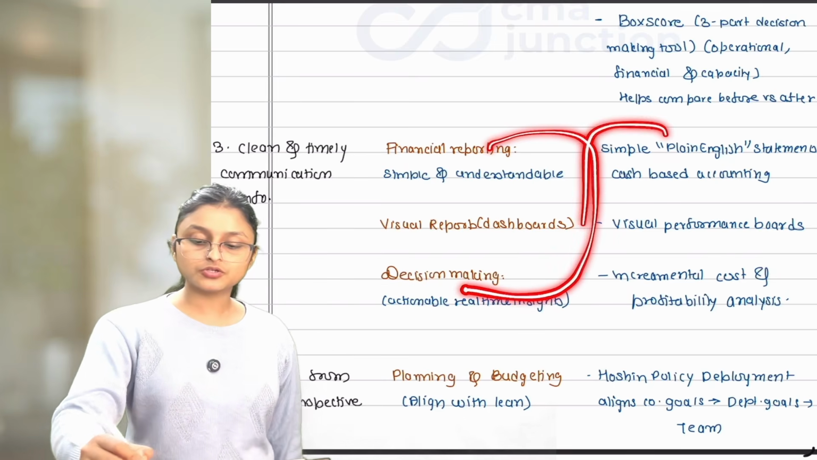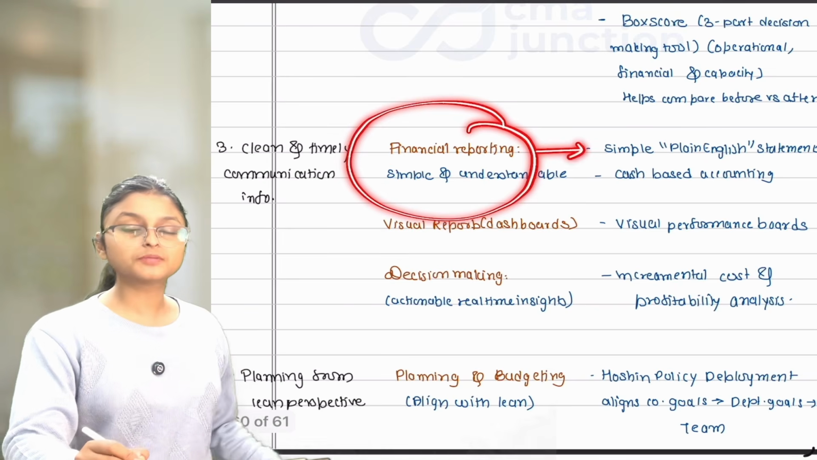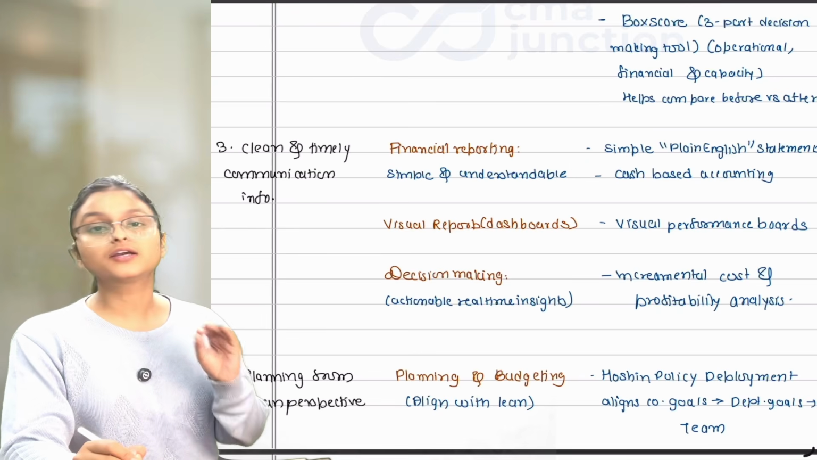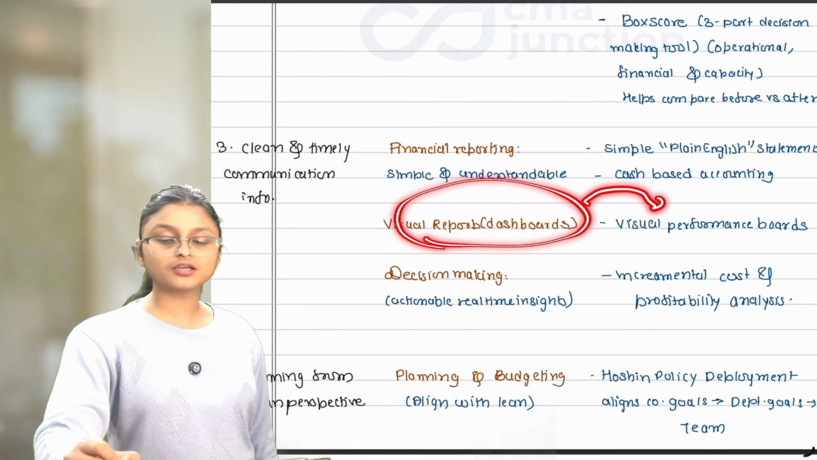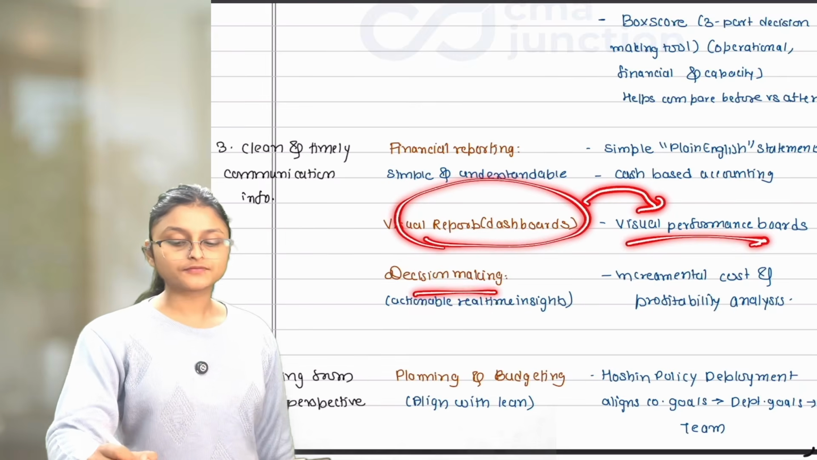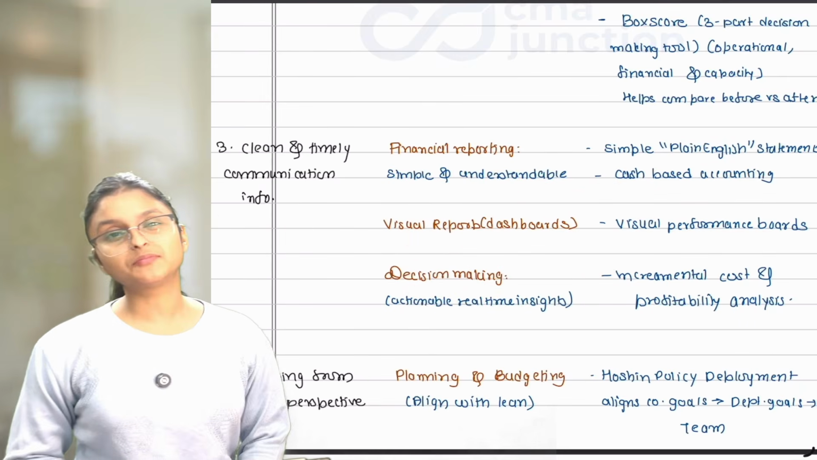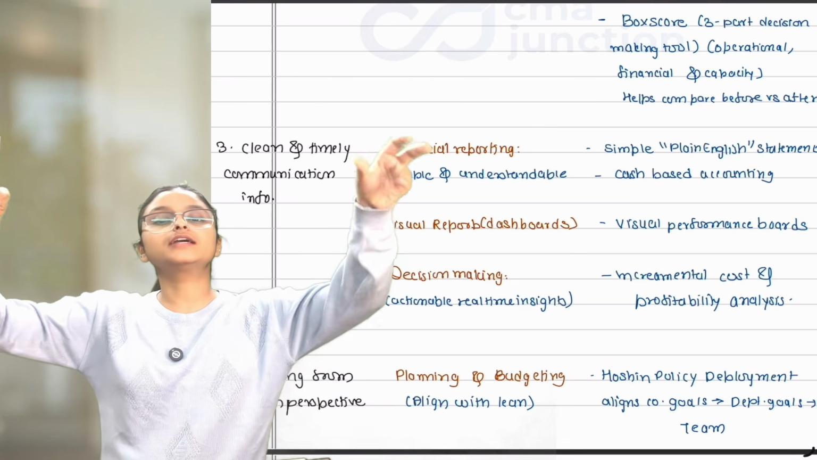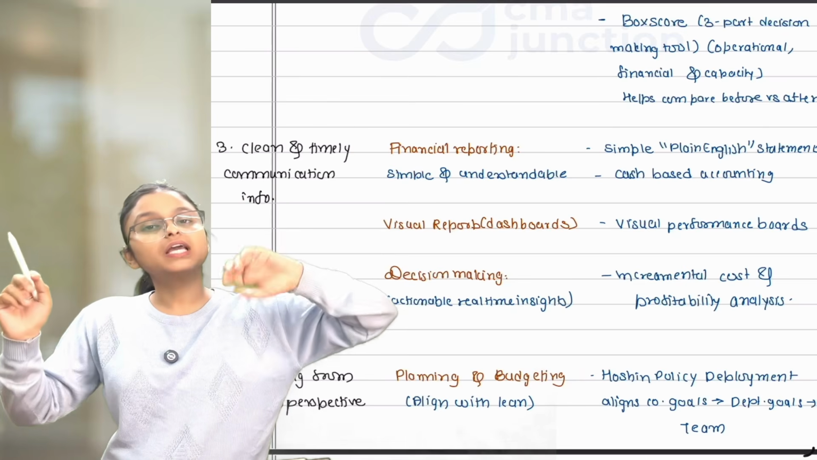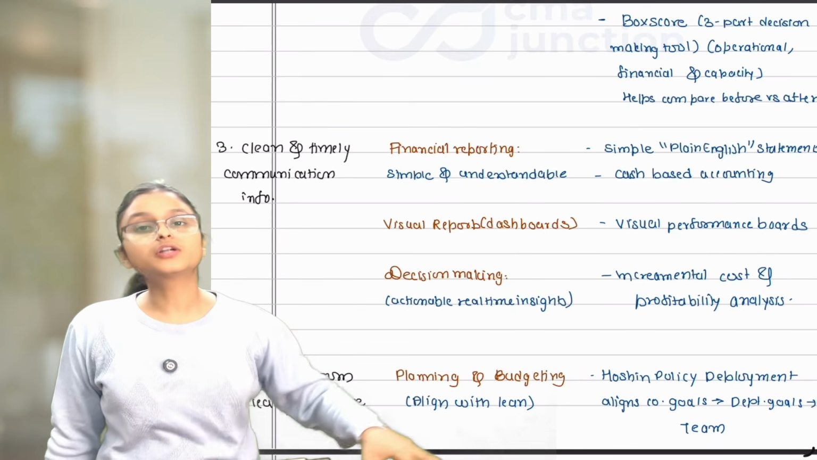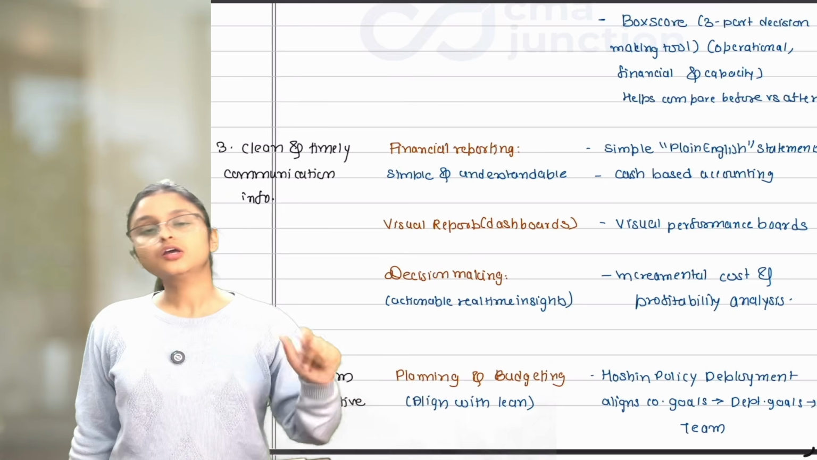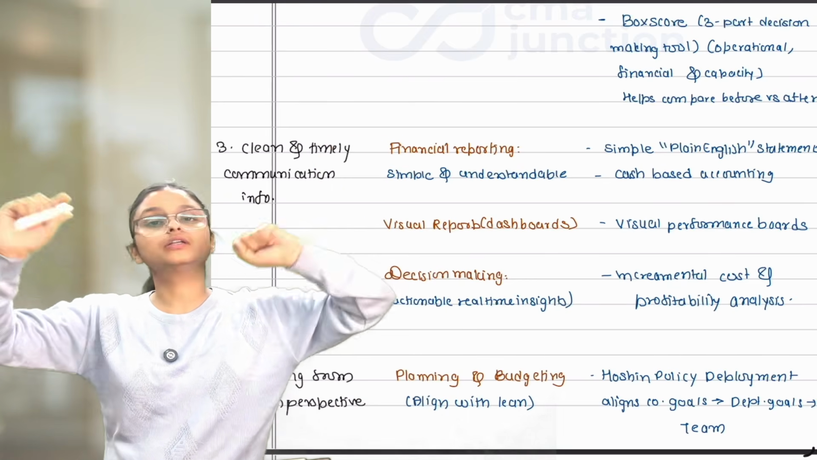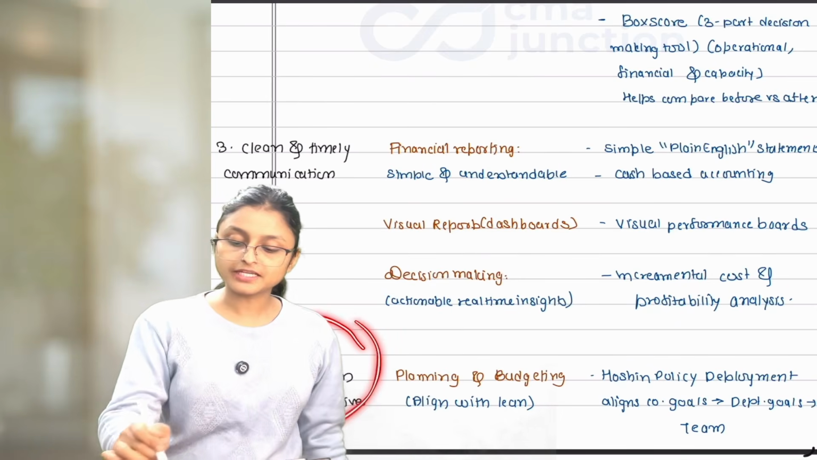For doing all of these, we use different tools. For financial reporting, we use simple plain English statements, and the statements or accounts should be cash-based, not accrual-based. For making visual reports, you can use a visual performance board, and for decision making, use incremental cost and profitability analysis. No need to calculate the whole cost of everything. Just calculate the extra or incremental cost and incremental profit, because they are the only relevant costs. The cost which has already been incurred is of no use. The cost which we are going to incur, the revenue we are going to earn, and the profit we are going to earn are the decision makers here. Next, planning from a lean perspective.